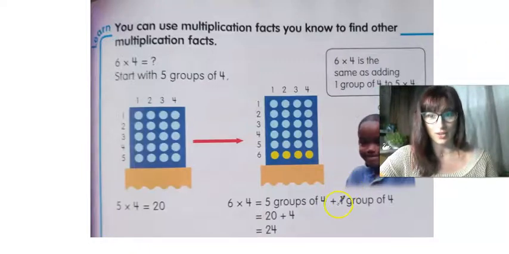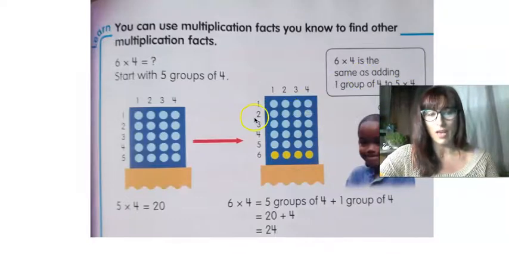You would use addition, right? Because you need to get to 6. Here you only have 5, and to get to 6, you need one more of these groups, one more group of 4 to get to the 6, right? So use a dot paper to help you if you need that to visualize it.